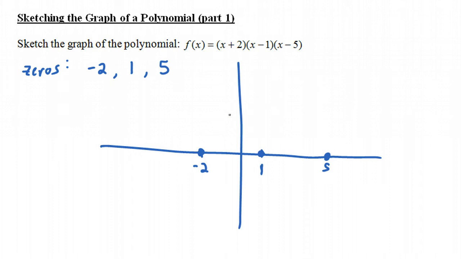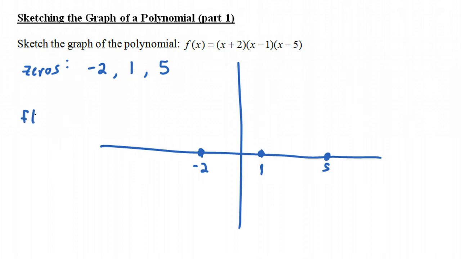Well, notice if we take a number between 1 and 5, just pick any number between 1 and 5, the question is, are we going to get a positive number or a negative number as a result? If we get a positive number, our graph is going to be above the x-axis. If we get a negative number, our graph will be below the x-axis. So for example, let's pick a test point, some point between 1 and 5.